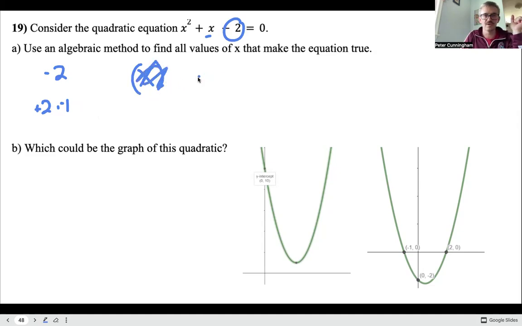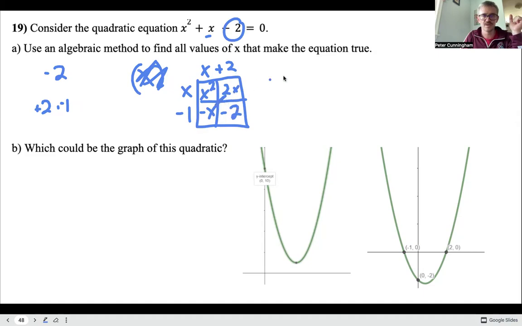I'm not so confident in this. I don't know why, but it's throwing me off. So I'm actually going to say, hey, is x plus 2? I'm going to check my work here. X plus 2 times x minus 1. X times x is x squared. 2 times x is 2x. -1 times x is -x. -1 times 2 is -2.